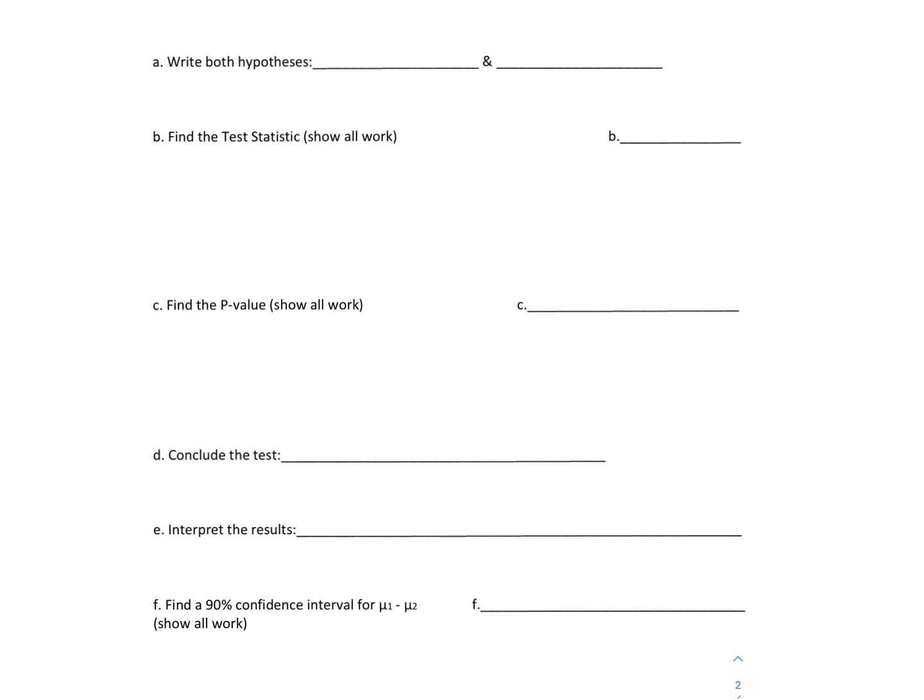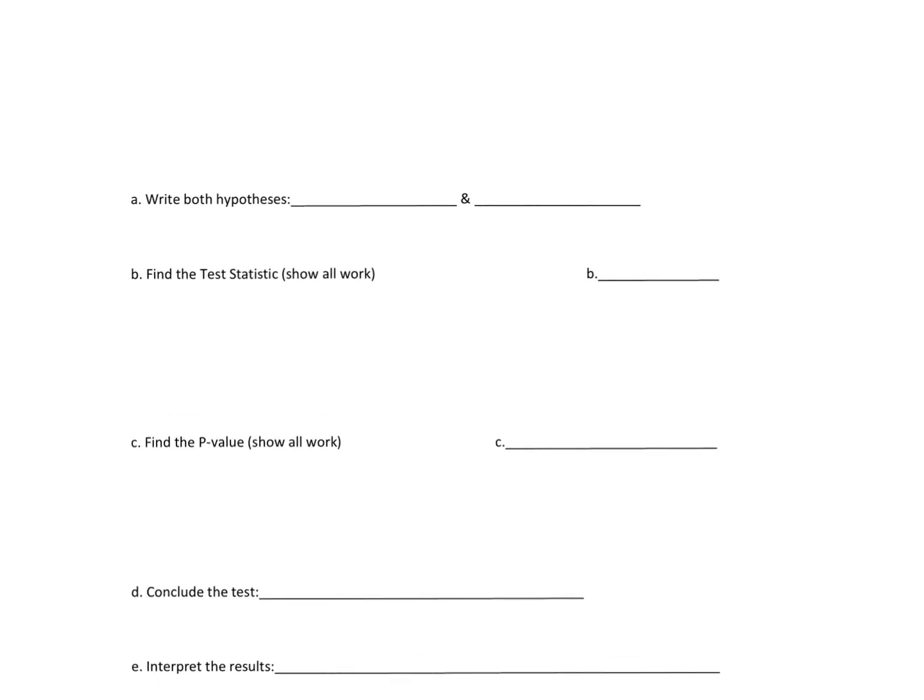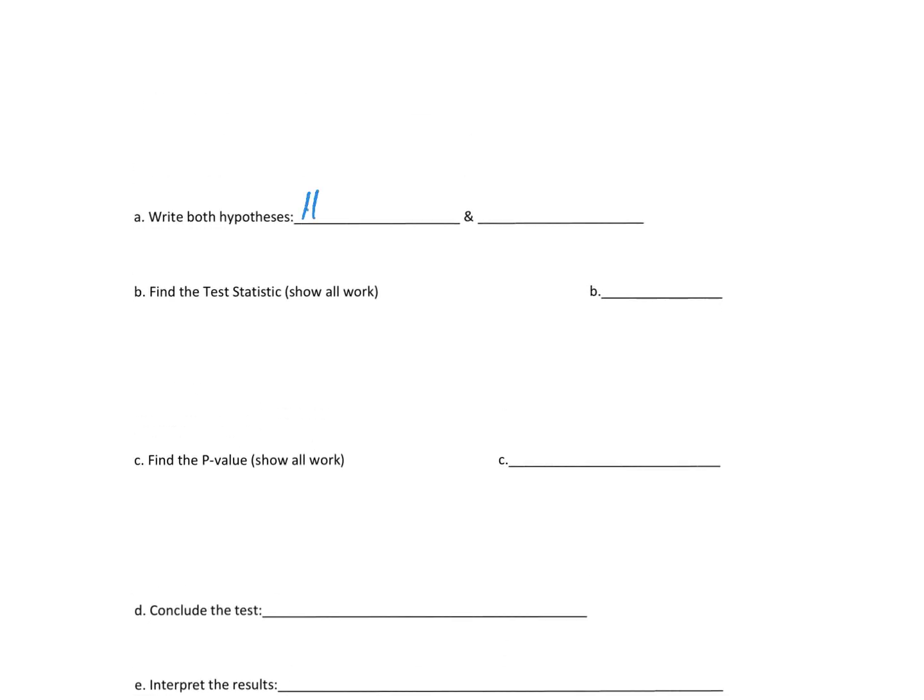So here we go. Let's write both hypotheses. Again, the first hypothesis, everybody, is always the null hypothesis: mu1 is equal to mu2. The alternate hypothesis is mu1 does not equal mu2 because of that word different. It could have been greater, could be less, it's different.